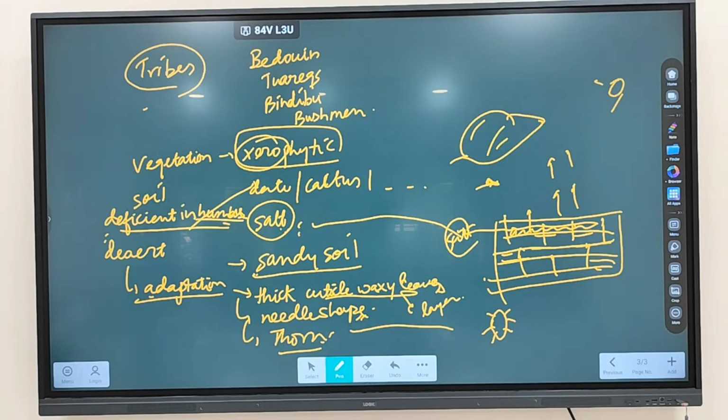Fine. So where do we find the Bedouin tribe? Bedouin tribes in the Arabian region, Tuaregs in the Sahara desert region, Bindibu where? In Australia. Bushmen. So these are different types of tribes that you are finding. Clear? Any doubt regarding this one? So remember, whatever tribes we are discussing can become a question in the examination.